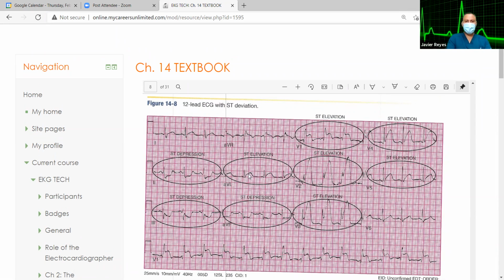In lead 2, you see ST depression, and it shows you. Can y'all see it there? Lead 3 also has ST depression.